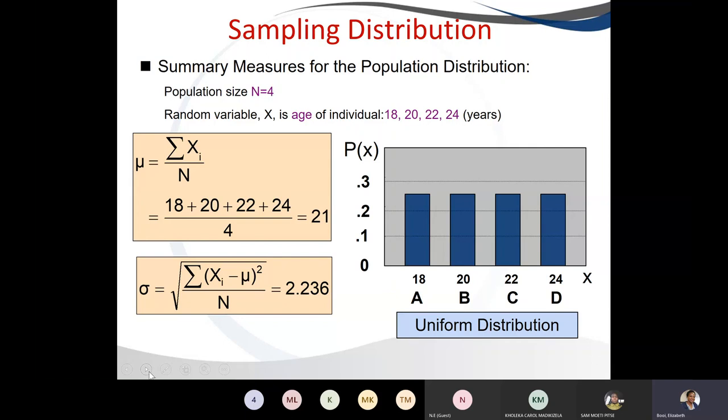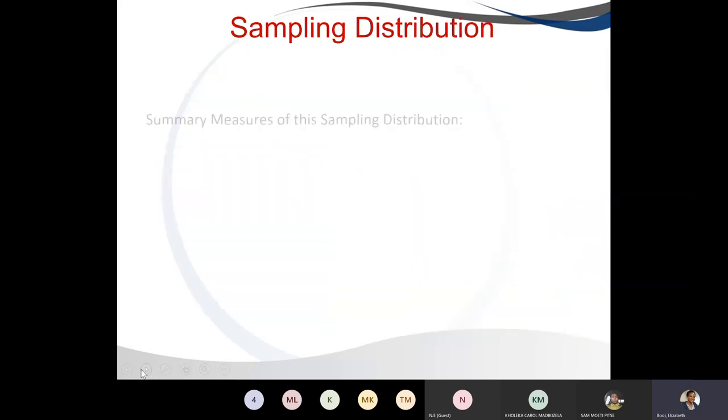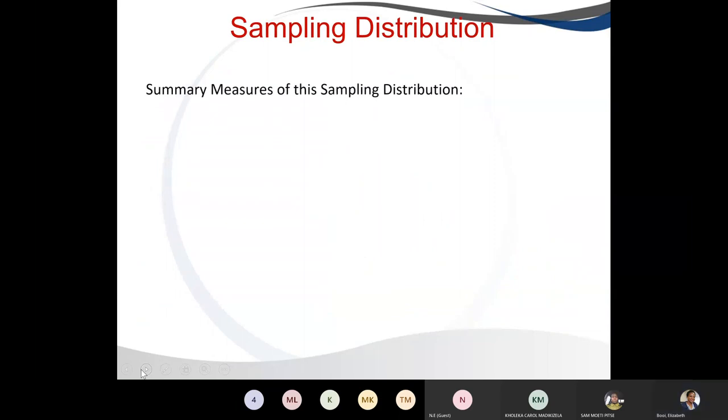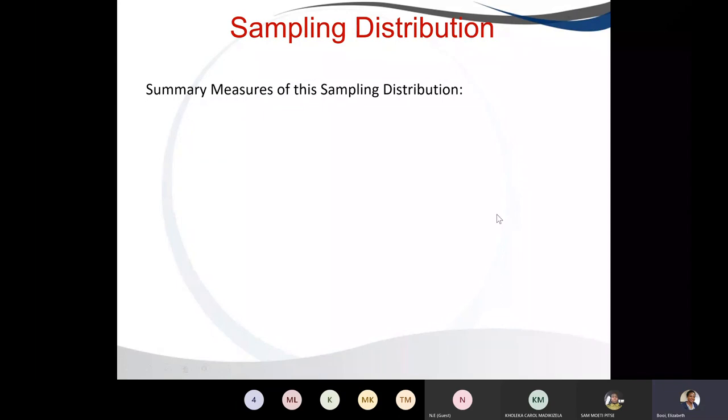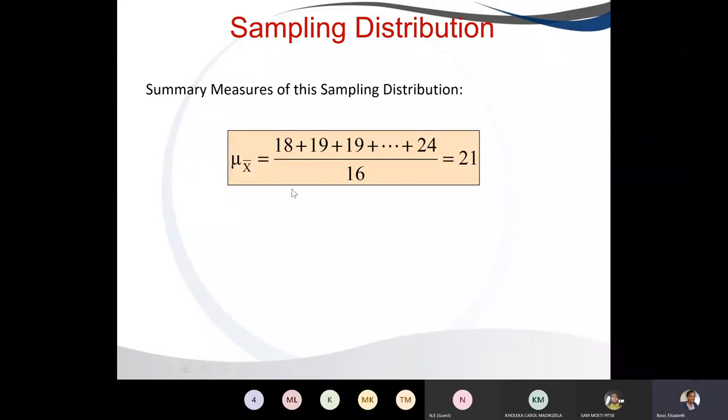To do that, I must go to this population and select multiple samples so that I can take the mean of those samples and try to transform them into a normal distribution. In that process, I am applying a sampling distribution method. I select samples out of that population, and if I select four samples each time, I will end up having 16 samples. Oh, sorry, I don't select only four, I select 16 samples. So I have 16 samples.